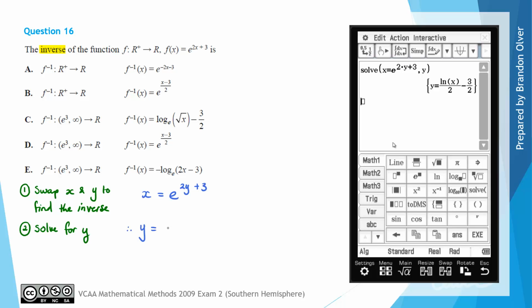From the calculator, we got this output: y is equal to ln of x divided by 2, then subtract 3 on 2. That doesn't match up perfectly with any of the rules that we're given, but we can rearrange it.